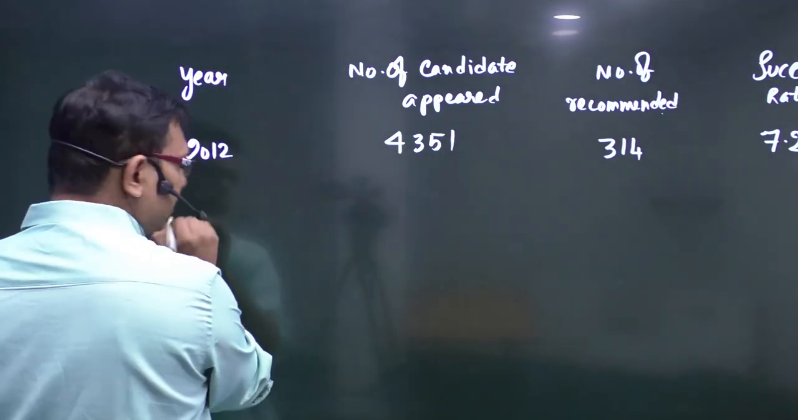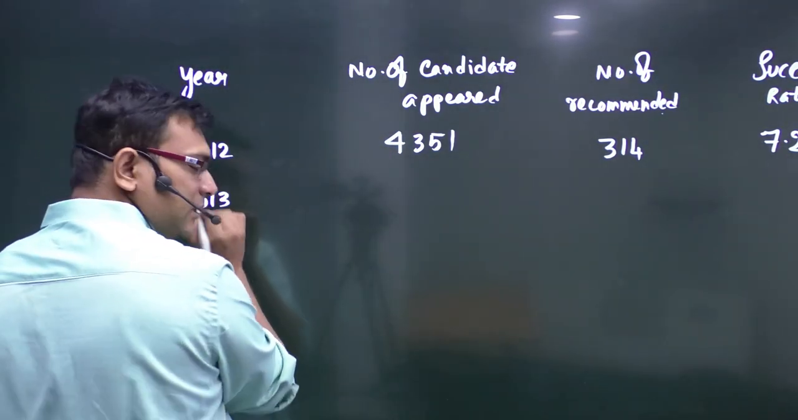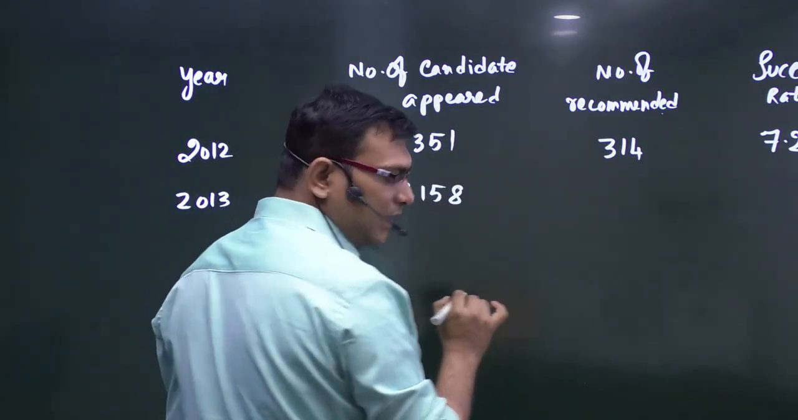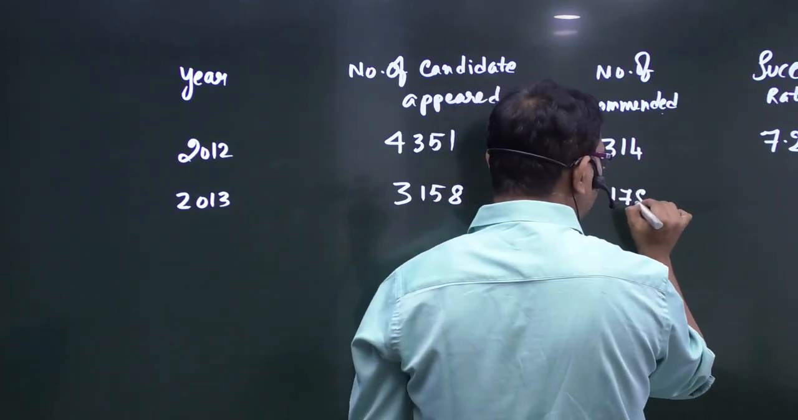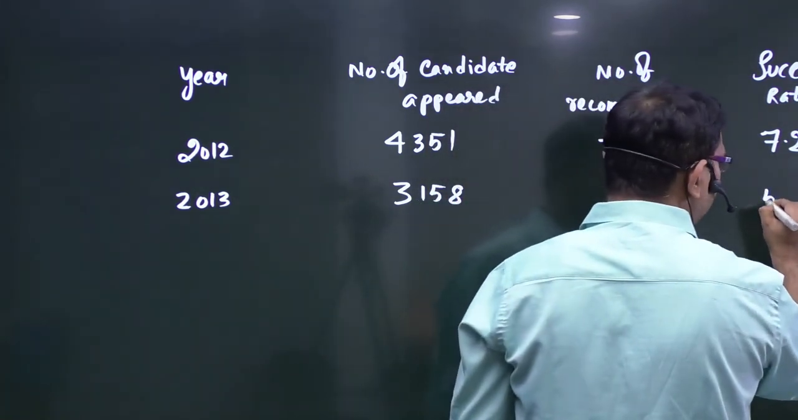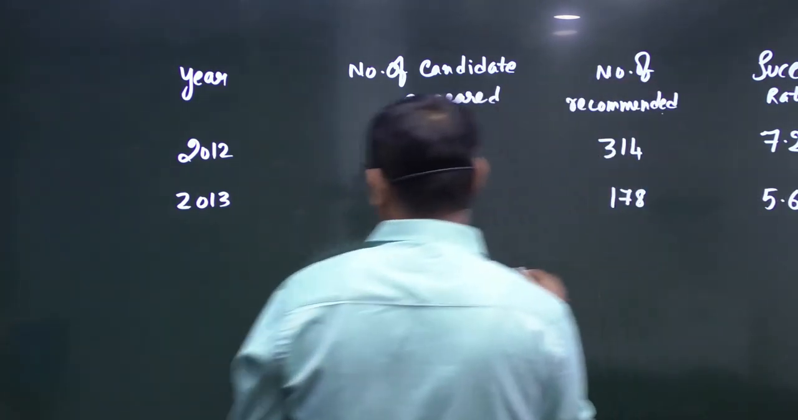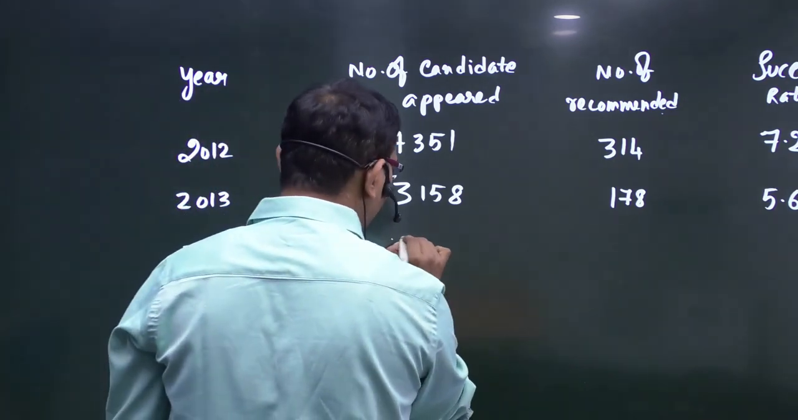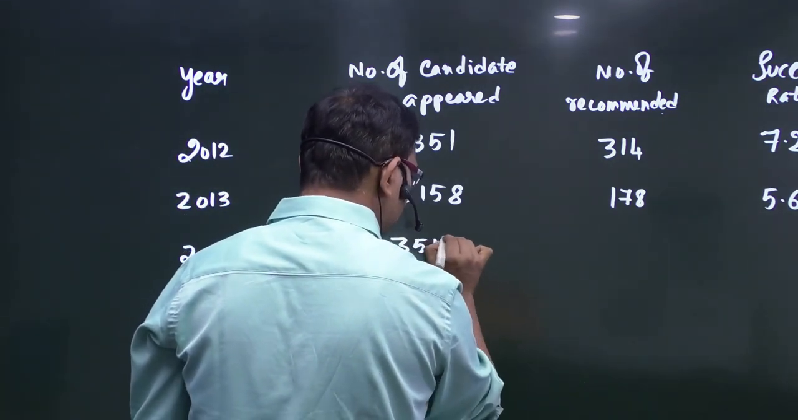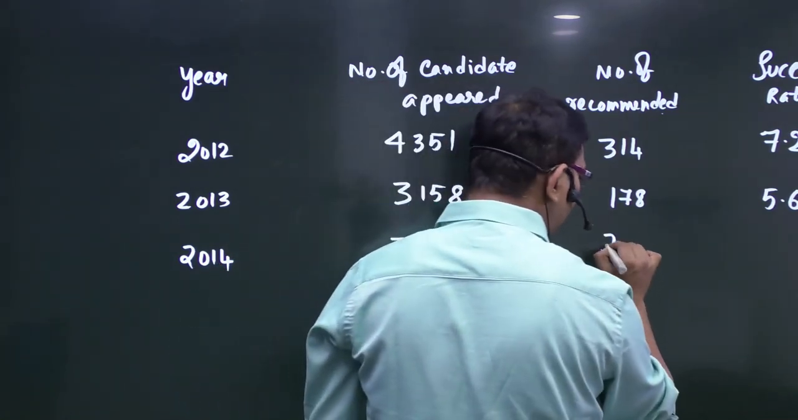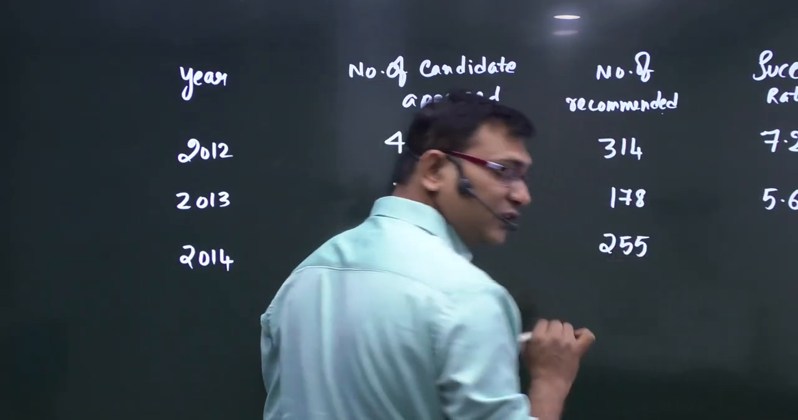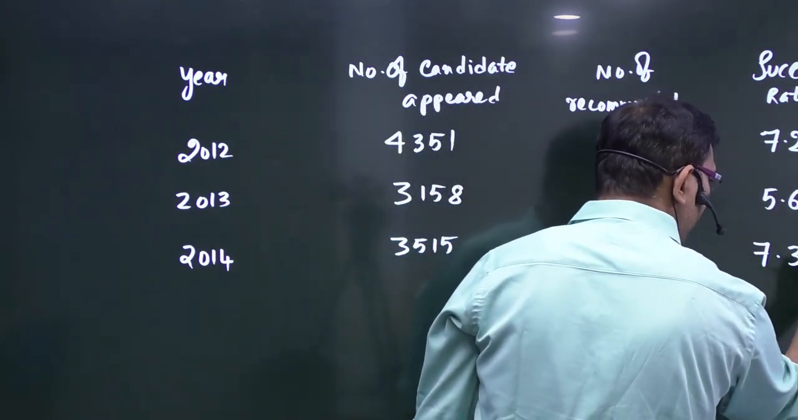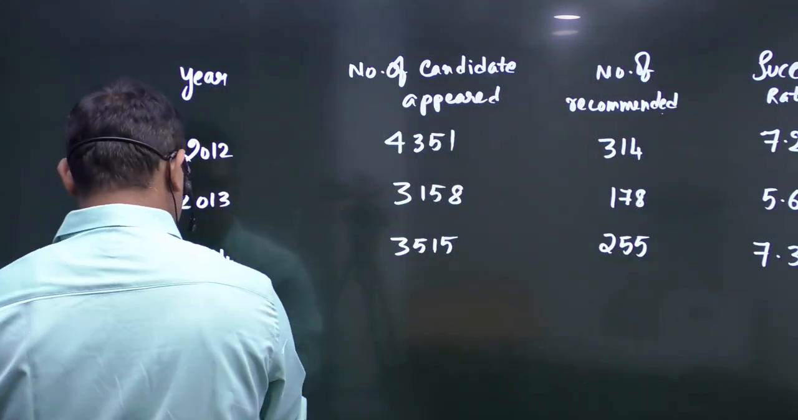And 3158 candidates appeared and 178 people were selected. And this success rate is 5.6%. If I talk about 2014, 3515 appeared in the mains and 255 candidates were selected with the geography option. The success rate is 7.3%, very, very high compared to the other options.